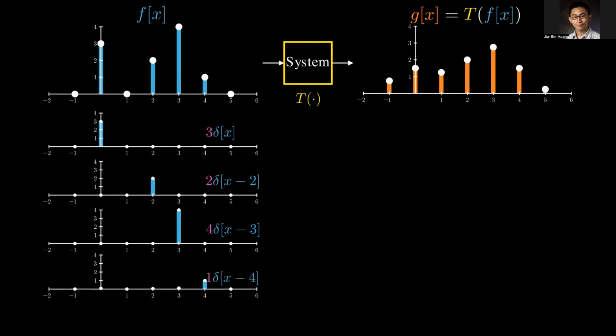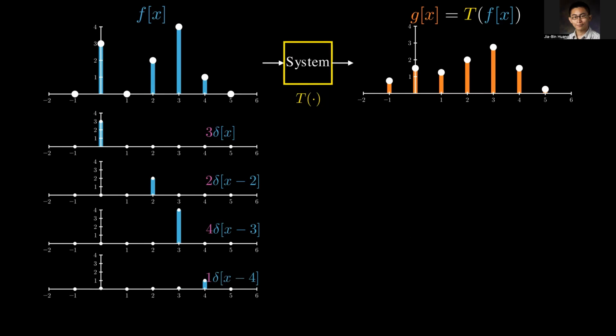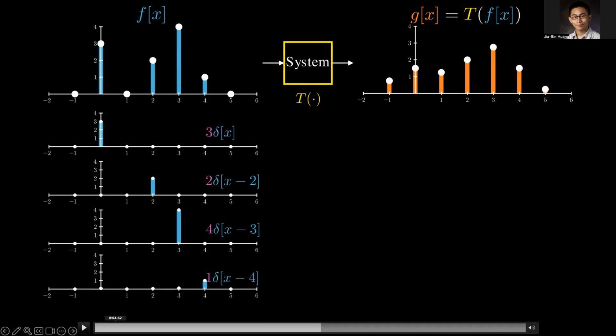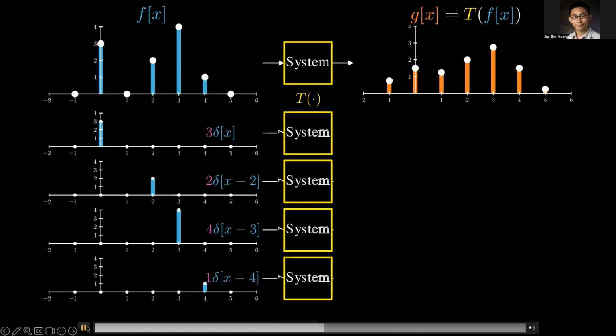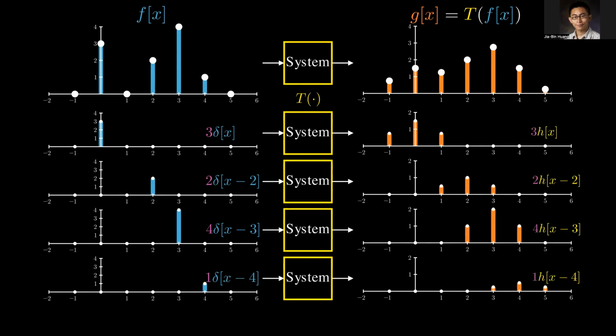Is this explainable? Any signal can be described by how much I have at 0, how much I have at 2, how much I have at 3, and how much I have at 4. Any signal can be represented this way, okay? And then for every impulse, you pass it through the system and you get some response, right?